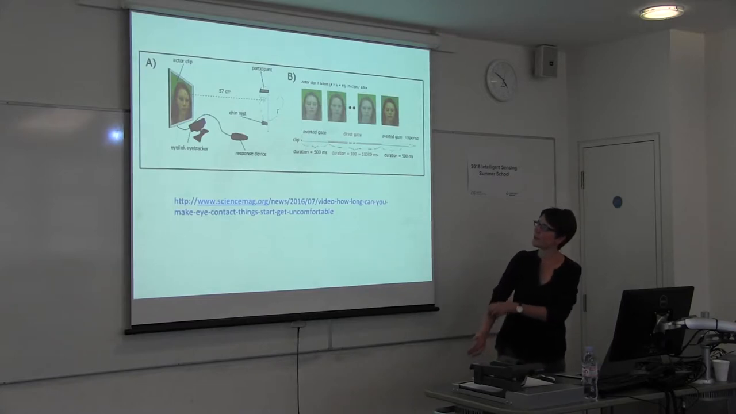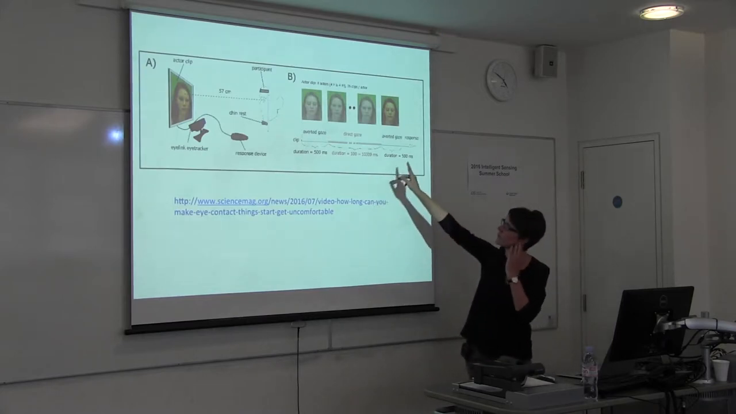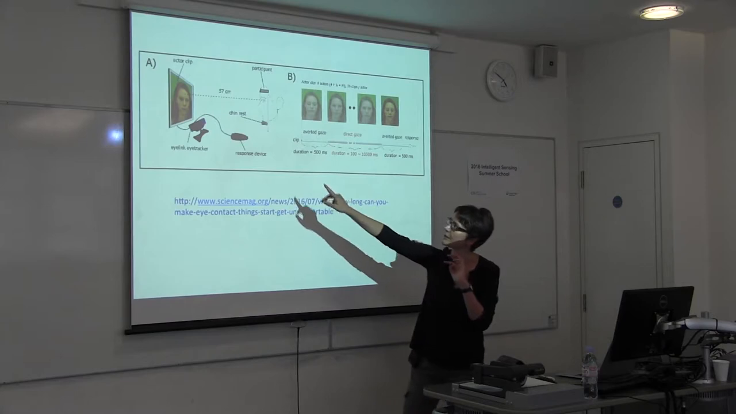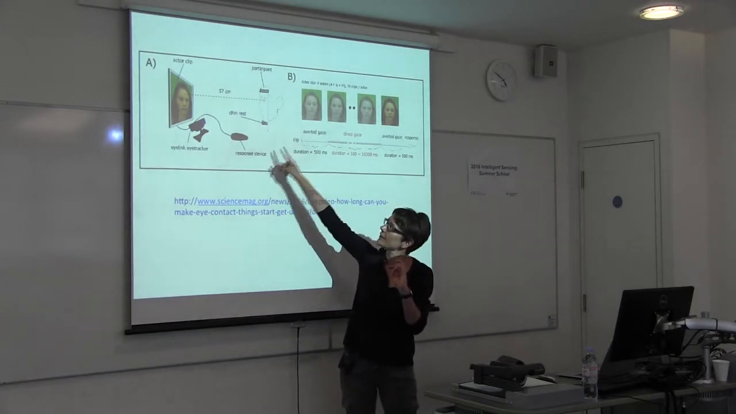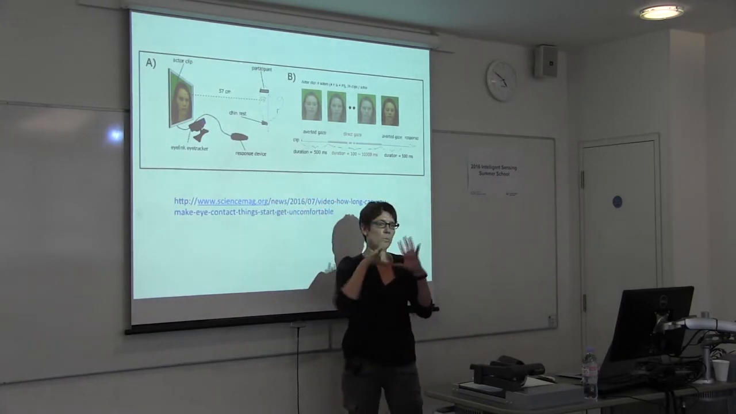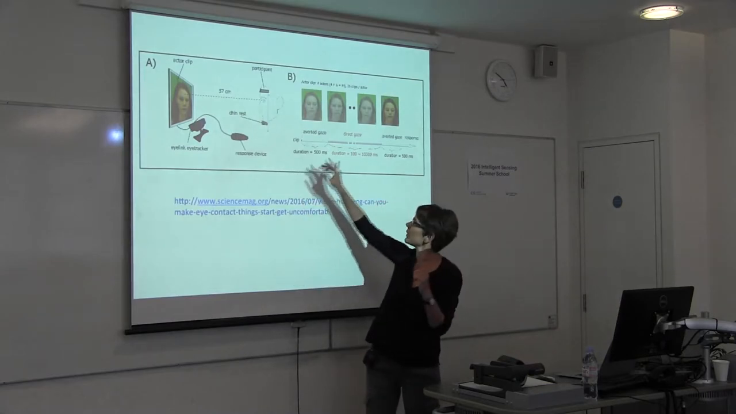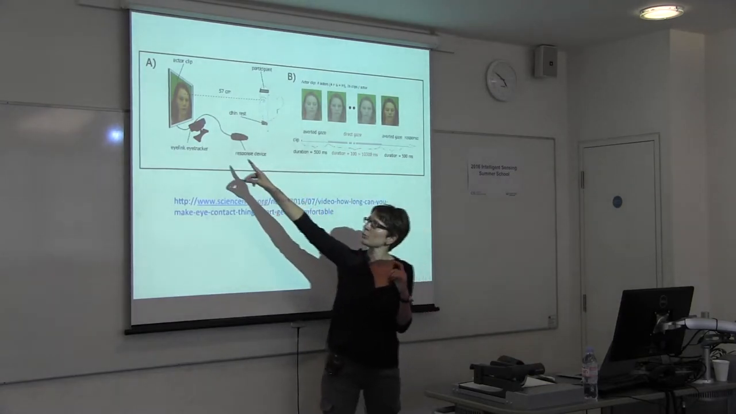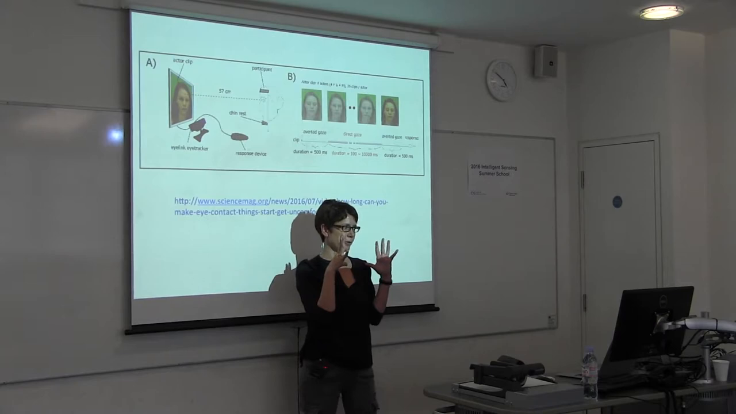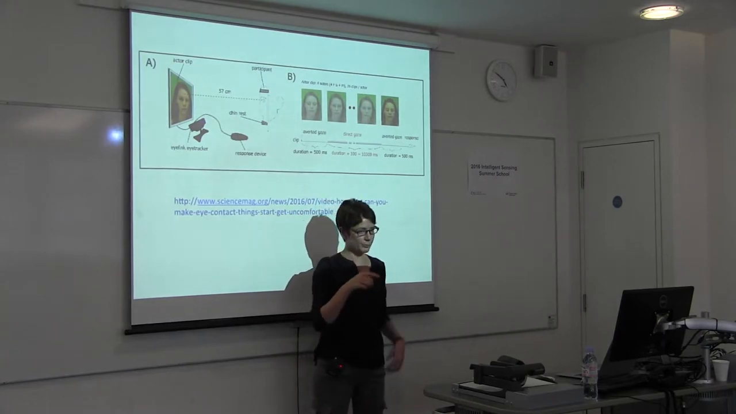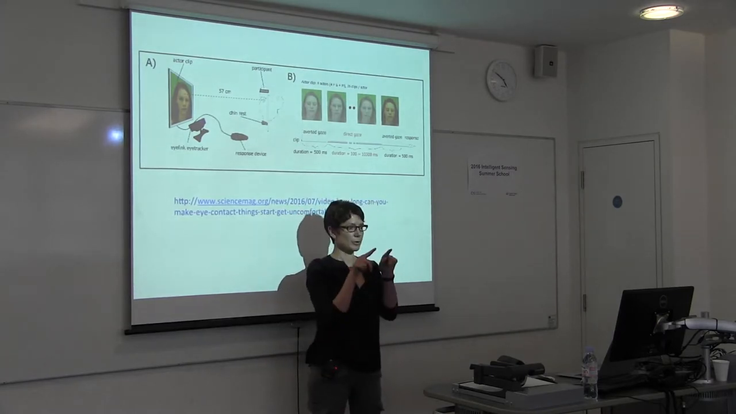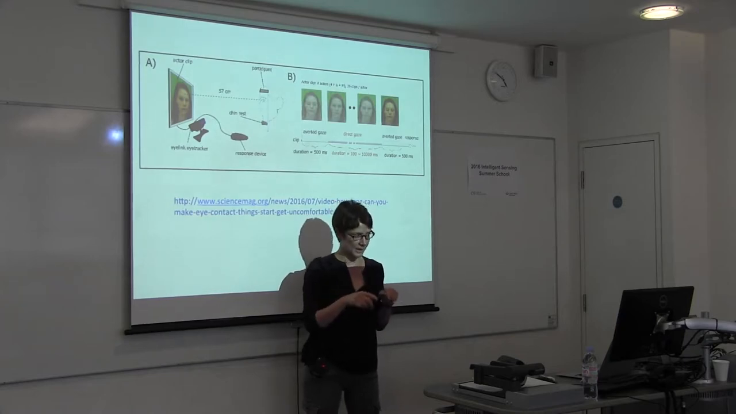So this is simply a description of what they would see. That's the person's head, there's an eye tracker. There would be about 40 trials. One trial would consist of a face that would appear. That face would be looking down. Then they would look up, make eye contact, and then look back down again.